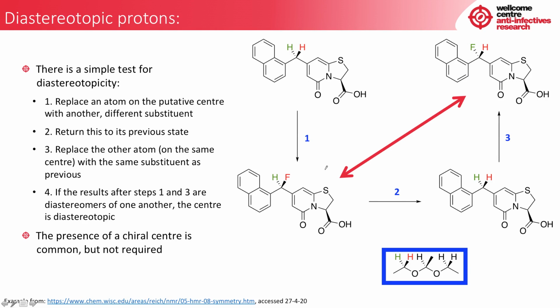Now, diastereotopicity requires there are two or more stereocenters after replacing the proton, not that there was one previously. So I'd like to direct you to the example in the box. This molecule has no chiral centers. However, if you replace either of these protons, both the exchange site and the central atom will become chiral. As a result, these protons are actually diastereotopic.